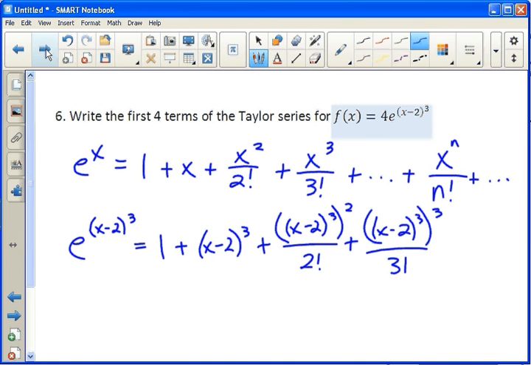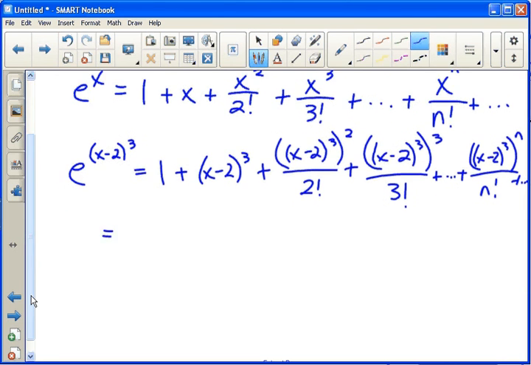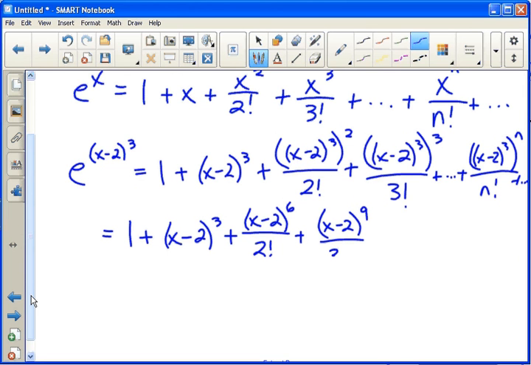Alright, now that can be simplified. Cubed squared gives you to the 6th. Cubed cubed gives you to the 9th. And 3 times n would make it raised to the 3n. Okay, so we have successfully put it in this form, e to the x minus 2 cubed.